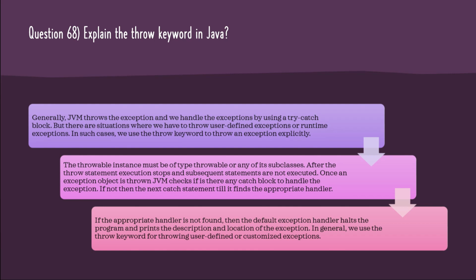After the throw statement, execution stops and subsequent statements are not executed. Once an exception object is thrown, JVM checks if there is any catch block to handle the exception. If not, it checks the next catch statement till it finds the appropriate handler. If the appropriate handler is not found, then the default exception handler halts the program and prints the description and location of the exception. In general, we use the throw keyword for throwing user-defined or customized exceptions.